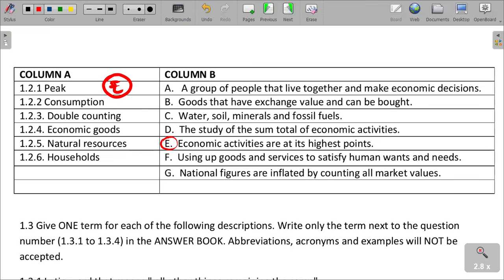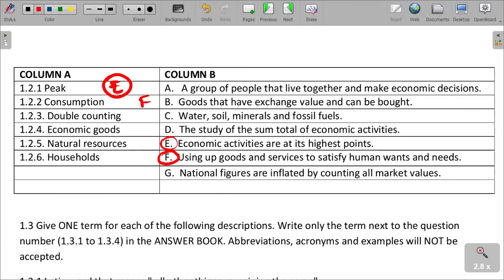And then consumption. It is defined as using up goods and services to satisfy human wants and needs. That is consumption. When goods and services are used to satisfy human needs, we are saying they are being utilized, and therefore that is consumption.